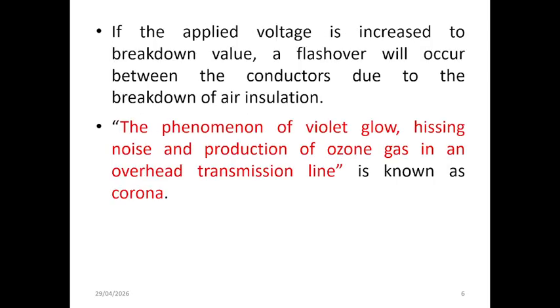If the applied voltage is further increased up to the breakdown value where the insulation between the conductors fails completely, a flashover occurs. This results in a direct discharge path between the conductors due to the breakdown of the surrounding air. The phenomena observed before complete breakdown include a violet glow around the conductors, a hissing noise, and the production of ozone gas in the surrounding environment.